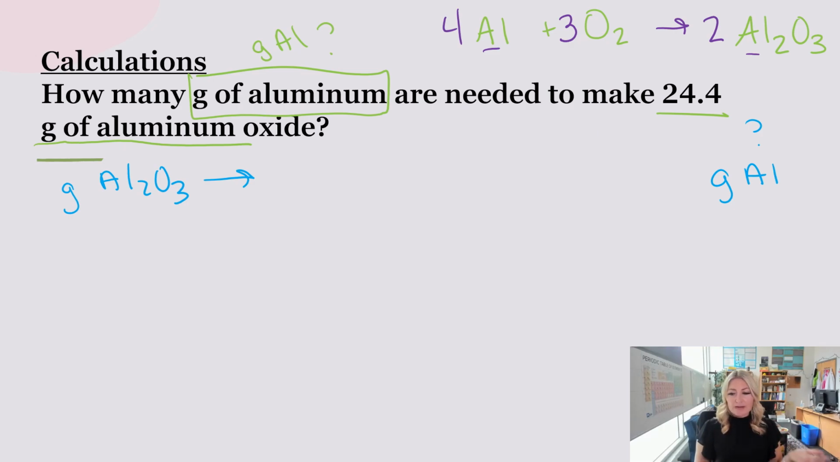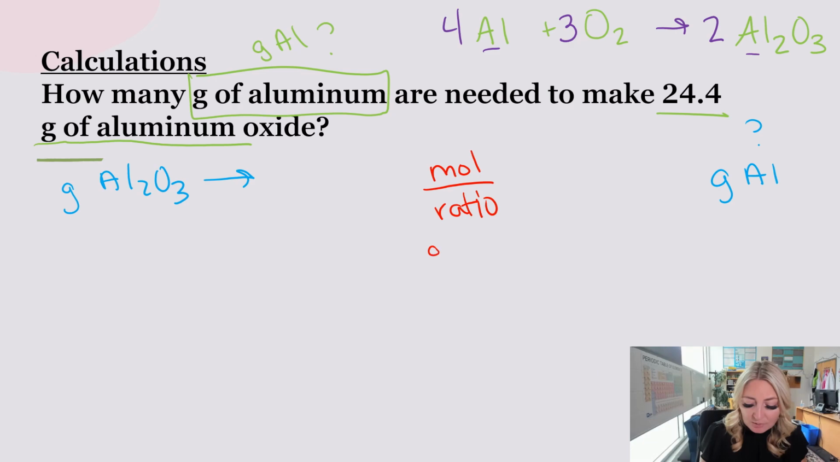Okay, so we have grams of one substance and grams of another. No, the substance is changing. That should be a red flag because somewhere in the middle we have a mole ratio. And that mole ratio, we are going to go from grams of aluminum oxide to grams of aluminum. And the mole ratio lets that happen. It uses the coefficients, the mole ratios in the balanced equation, to switch substances. But you can't use a mole ratio unless you have moles.